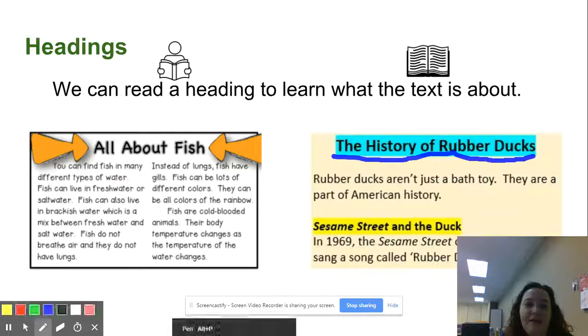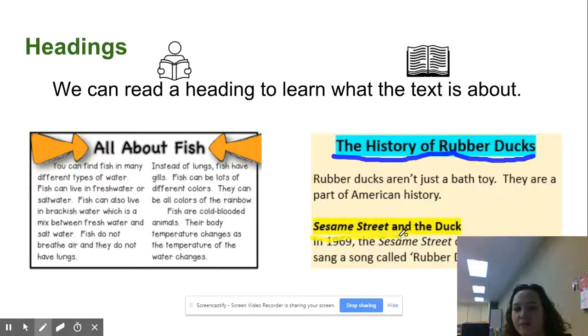Now, this example also has what we call a subheading down here. Sesame Street and the Duck. So if I wanted to learn more about rubber ducks in the TV show Sesame Street, I could go right to that section and learn all about Rubber Ducky.